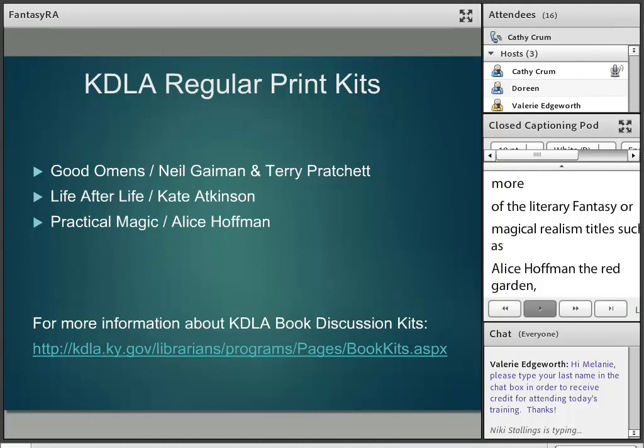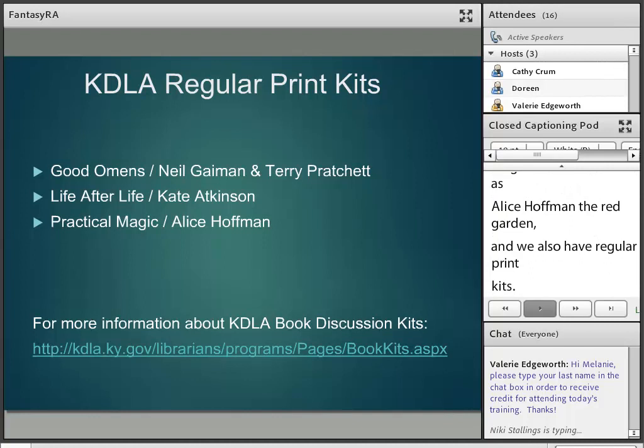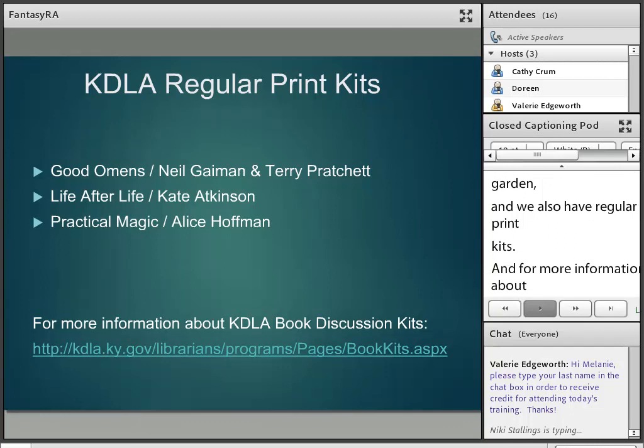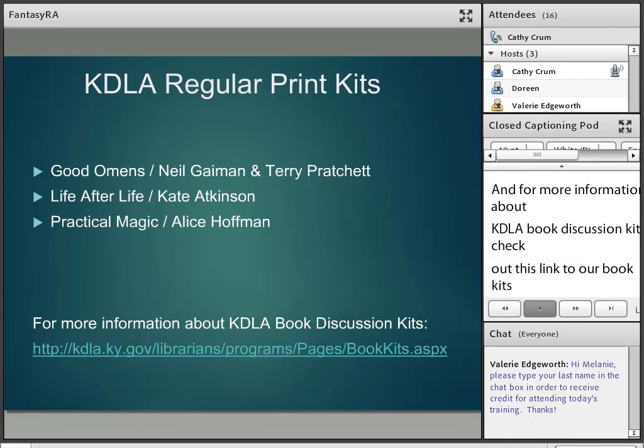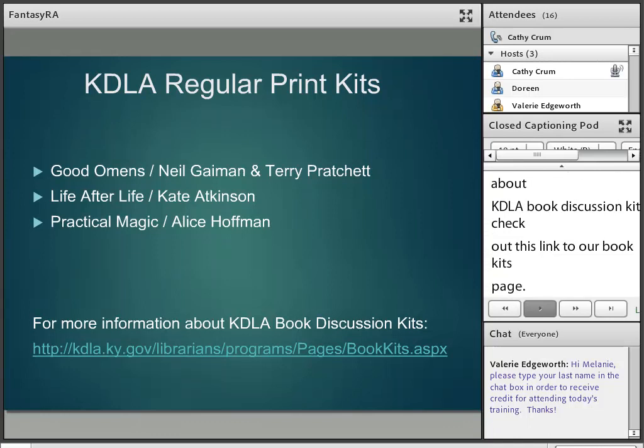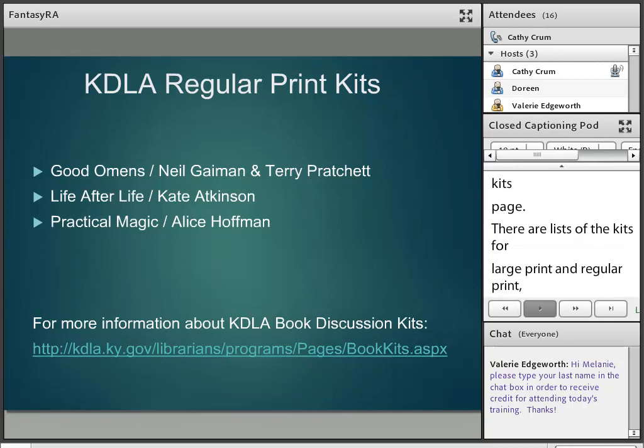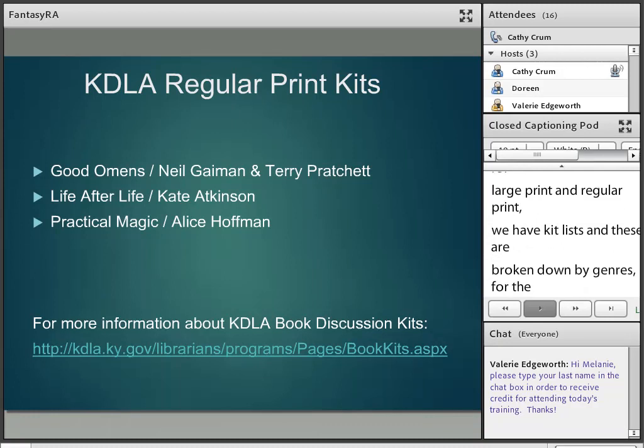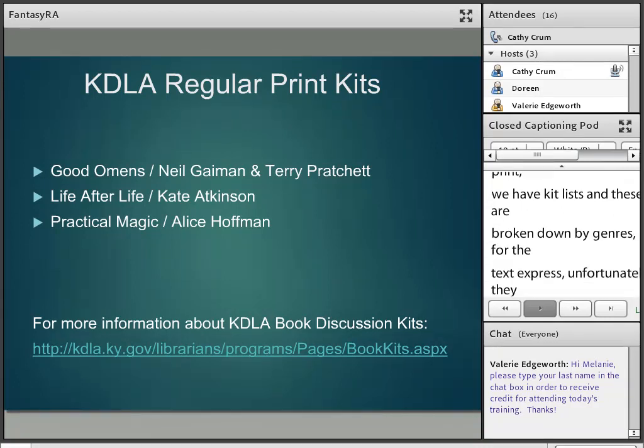These titles are more of the literary fantasy or magical realism titles, such as Alice Hoffman's The Red Garden, Audrey Niffenegger's The Time Traveler's Wife, and Sarah Addison Allen's The Girl Who Chased the Moon. But we have more. And we also have some regular print kits, such as Good Omens by Neil Gaiman and Terry Pratchett, Life After Life by Kate Atkinson, and Practical Magic by Alice Hoffman.